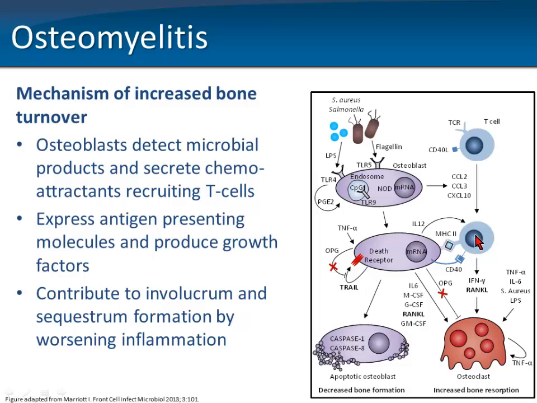And this again will result in an explosion of cytokines such as interferon gamma, but also RANKL, very interestingly, being produced locally, and that will initiate a cascade of increased bone turnover. So osteoblasts detect these microbial products, secrete chemoattractants, they present the antigen, and this contributes to local inflammation and what we see, the involucrum and sequestration being produced.